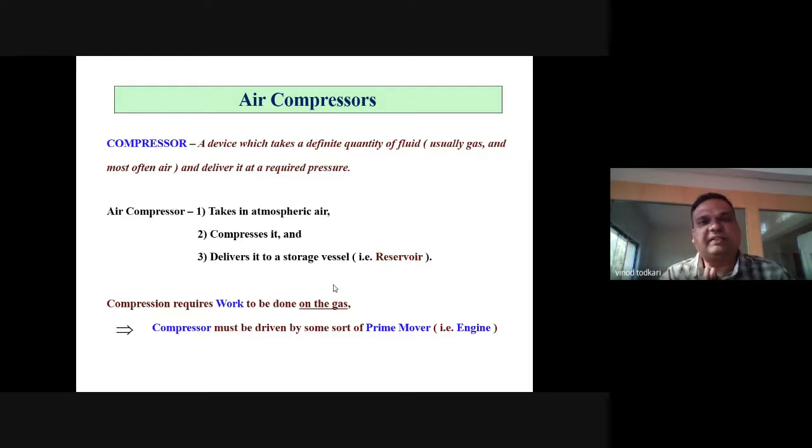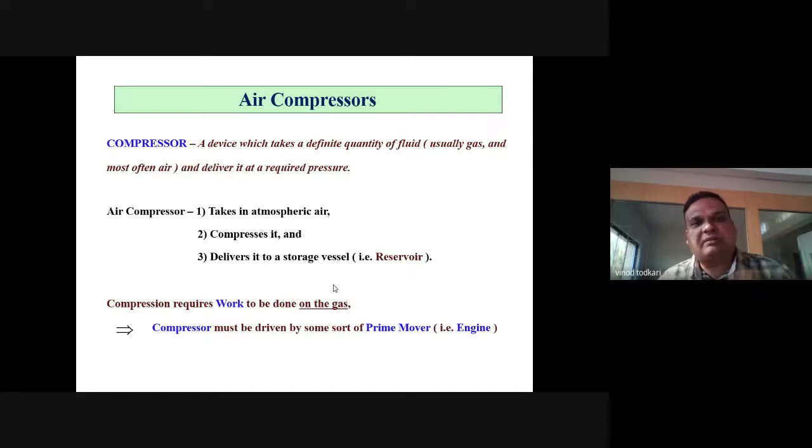So see, in an air compressor, we just do three things. Which things do we do? Simply, air is taken inside the cylinder, right? Air is compressed, that is, its volume is reduced, and that high pressure air is given to the reservoir. I believe that this concept is clear to you, right? We'll see the construction and working so that the concept will be more clear to you.